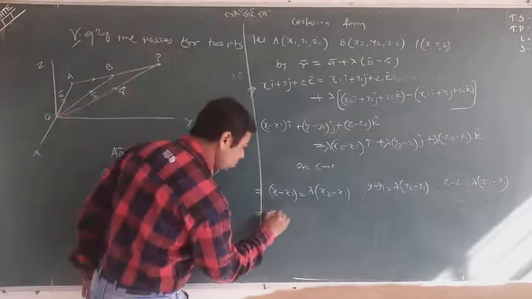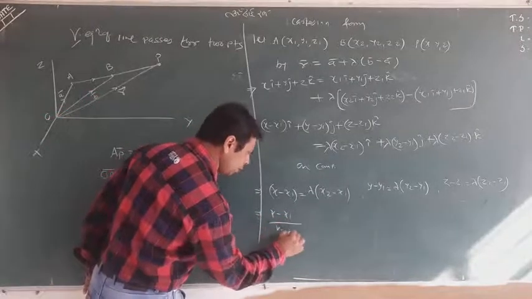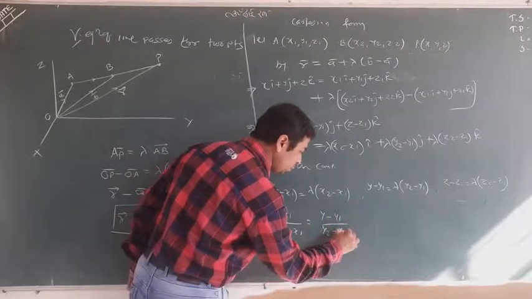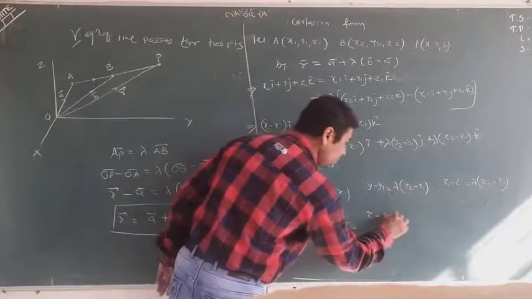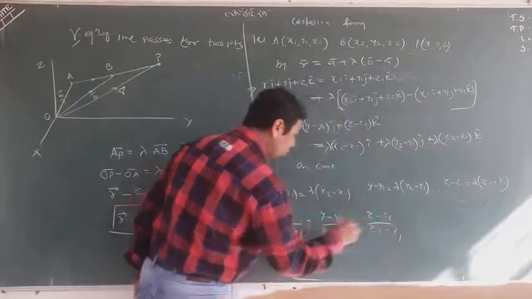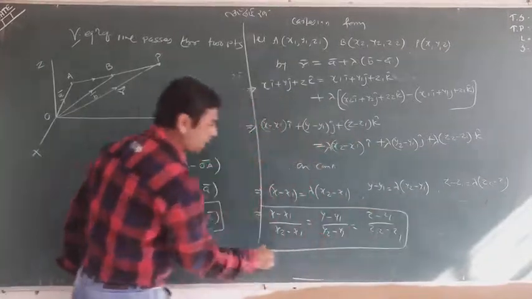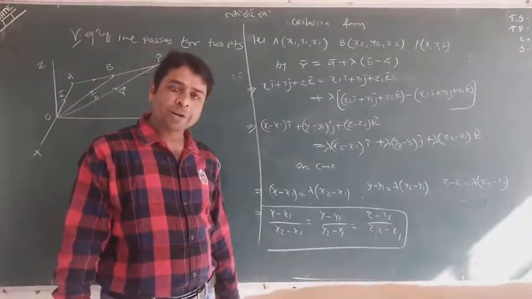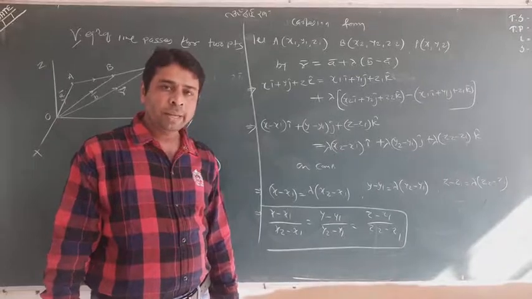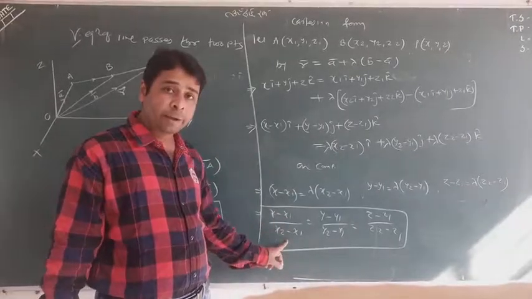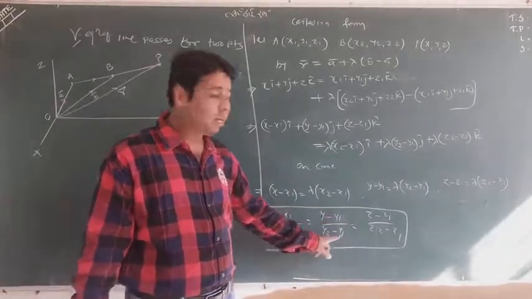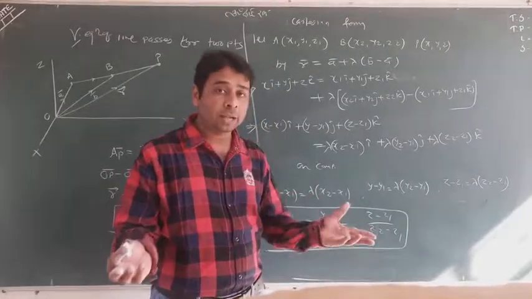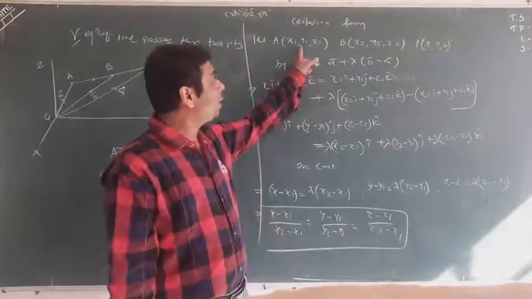So (x minus x1) upon (x2 minus x1) equals lambda. (y minus y1) upon (y2 minus y1) equals lambda. (z minus z1) upon (z2 minus z1) equals lambda. I compared all and I got the Cartesian form of the line. Can you read? It is very easy. It is very similar to what I read earlier: (x minus x1) upon a, (y minus y1) upon b, (z minus z1) upon c. This a, this b, this c, what are they? The direction ratios of the line joining A and B.